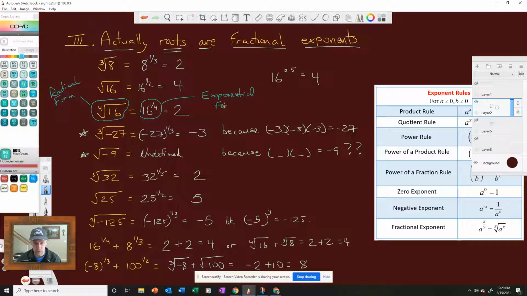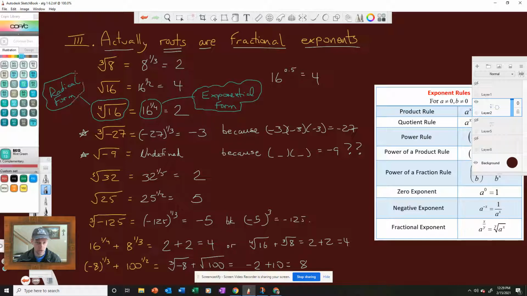So if the question gave you the 4th root of 16 and wanted you to write that in exponential form, you would write it as 16 to the 1/4. If it gave you 16 to the 1/4 and wanted you to write that in radical form, you'd put the 4th root of 16. Okay? So those are some vocabulary words you'll need to know.